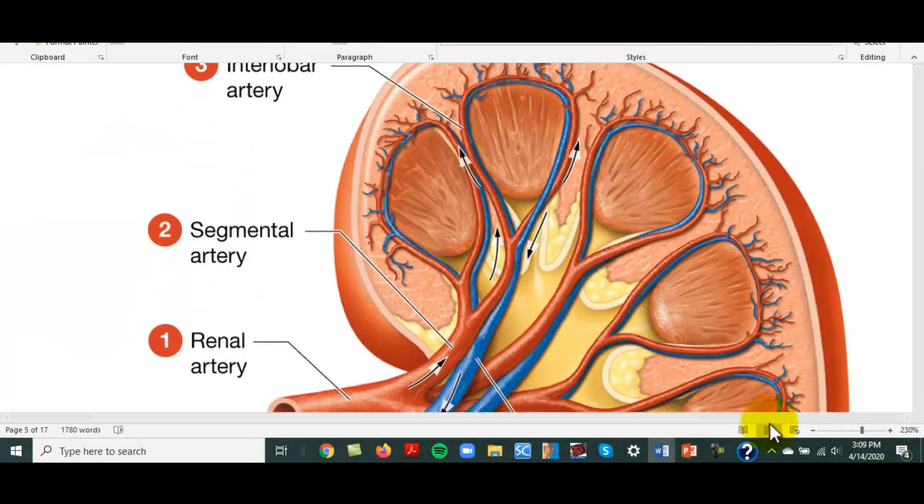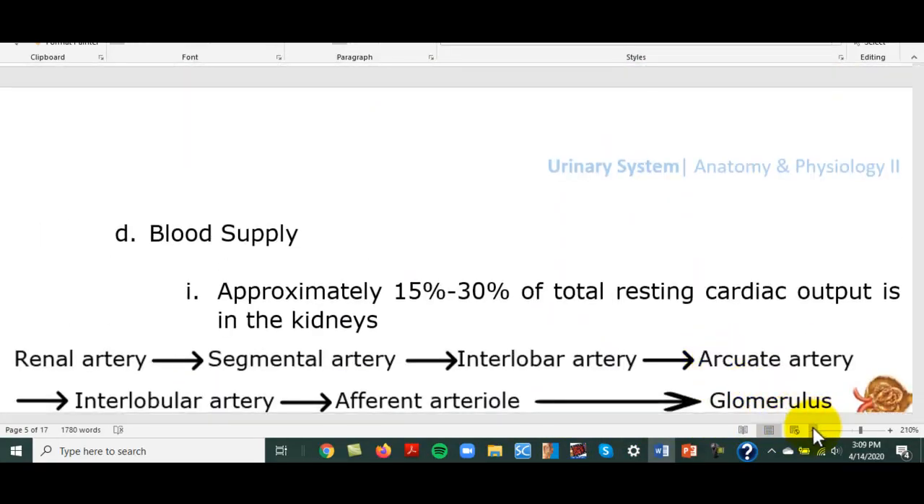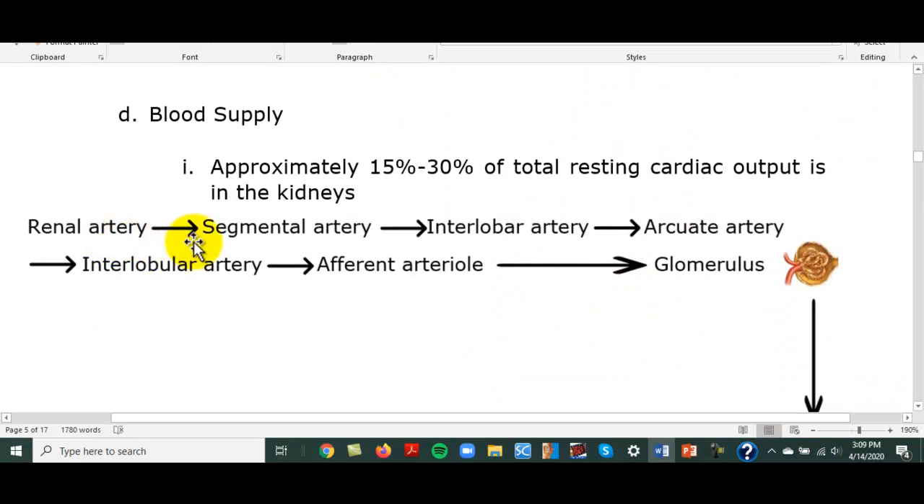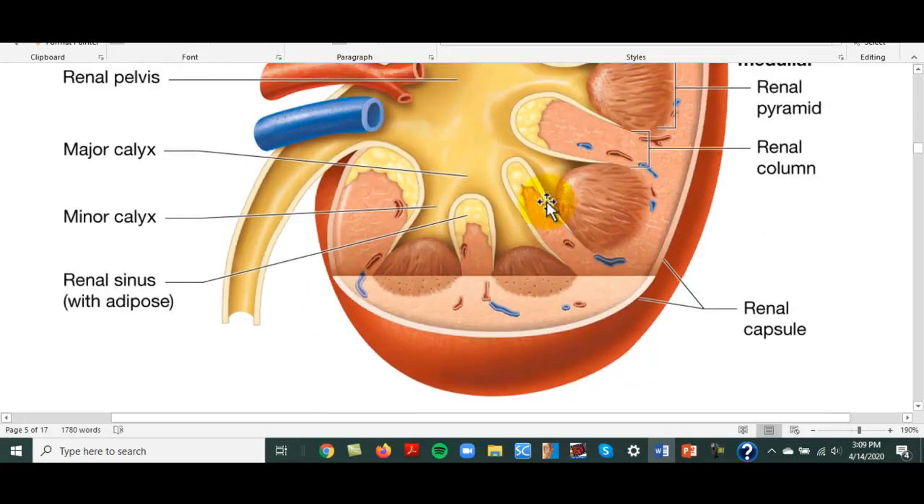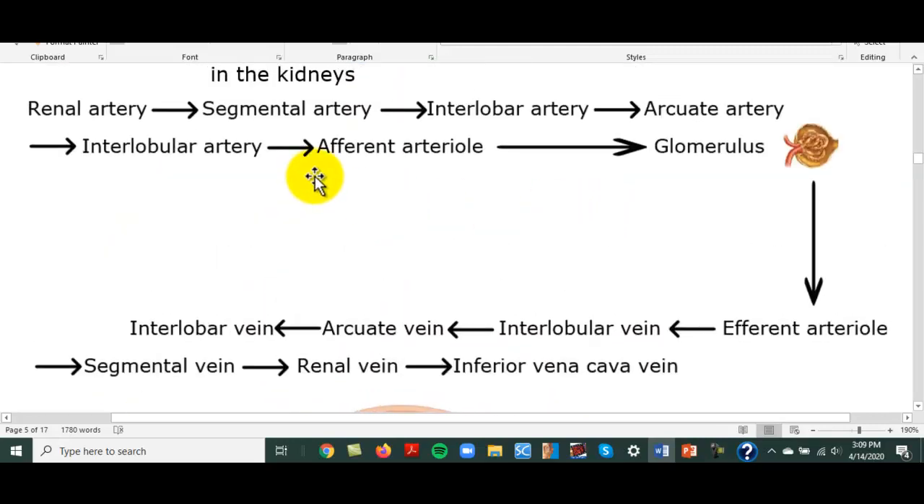Okay, so I'm going to back this up a little bit more. So the renal artery, the segmental artery, interlobar artery, arcuate artery, then the arrow comes to here, the interlobular artery, which are the ones out here in the cortex, the smaller ones. Afferent arteriole into the glomerulus.